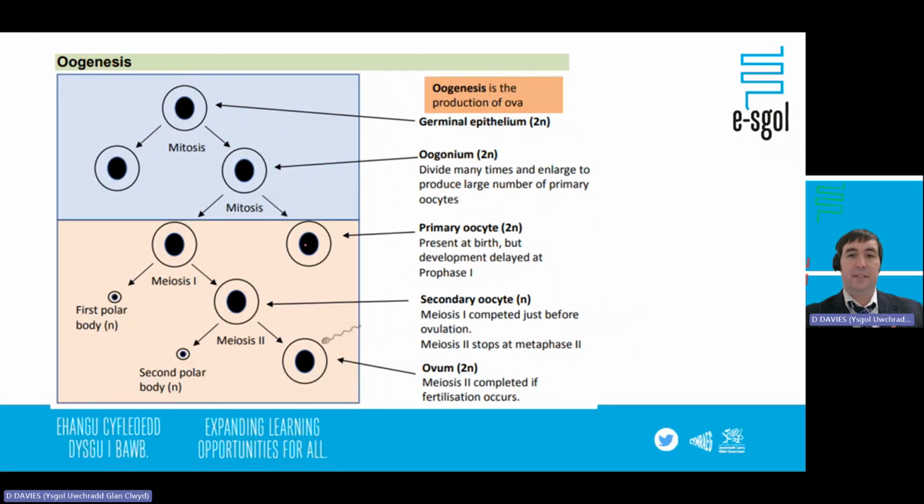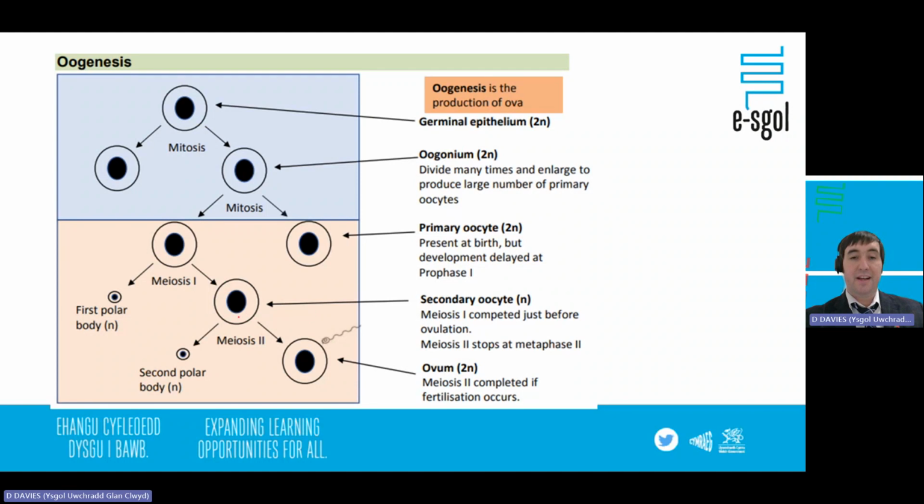Then what happens is that this divides and these become primary oocytes. Same as spermatocytes, they are oocytes. The oocyte will then undergo a meiotic division. It undergoes meiosis 1, but instead of there being 4 haploid cells, the first meiotic division produces a polar body and a secondary oocyte. The polar body deteriorates and goes away.